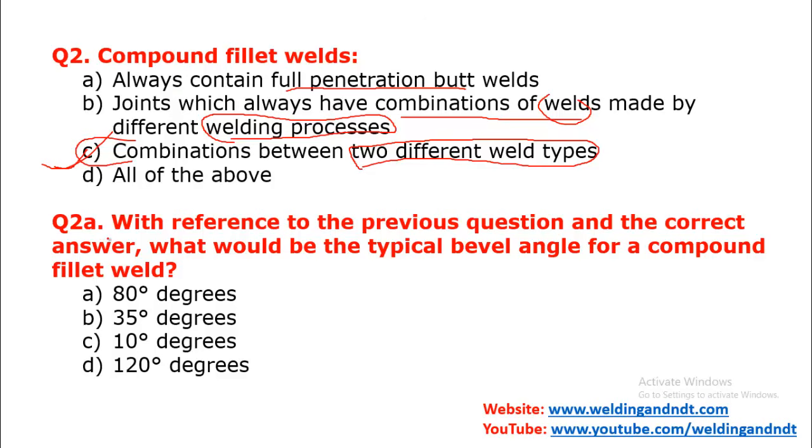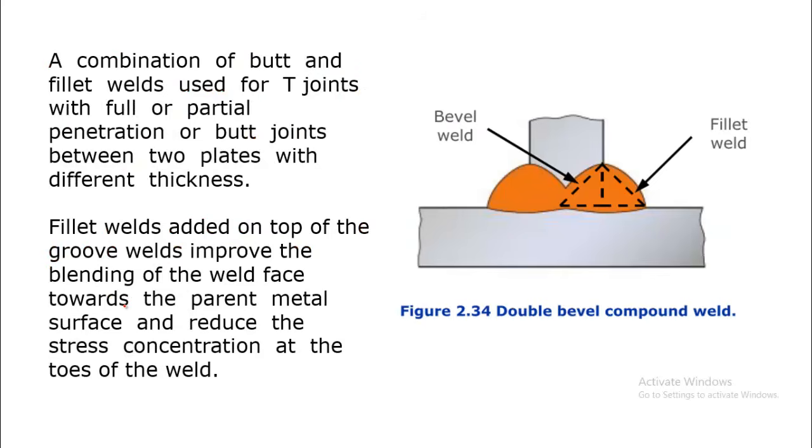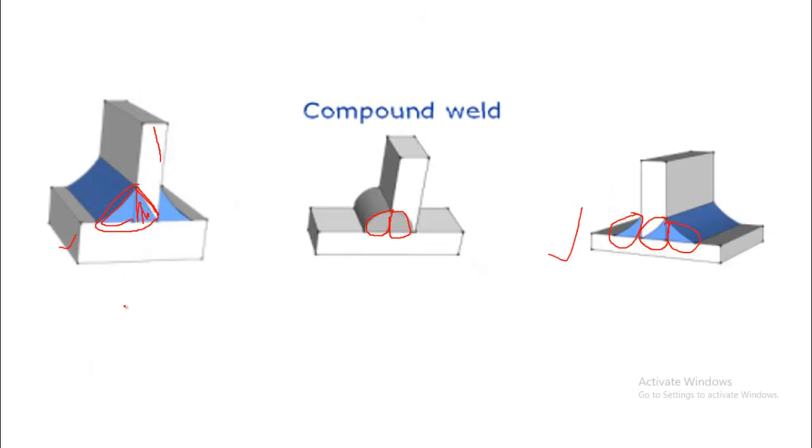Question number 2A. With reference to the previous question and the correct answer, what would be the typical bevel angle for a compound fillet weld? The question is asking the groove angle or the bevel angle. So, this is nothing but 35 degrees. This is the standard groove angle. Here the explanation is there. If you want, you can pause the video and read the explanations.